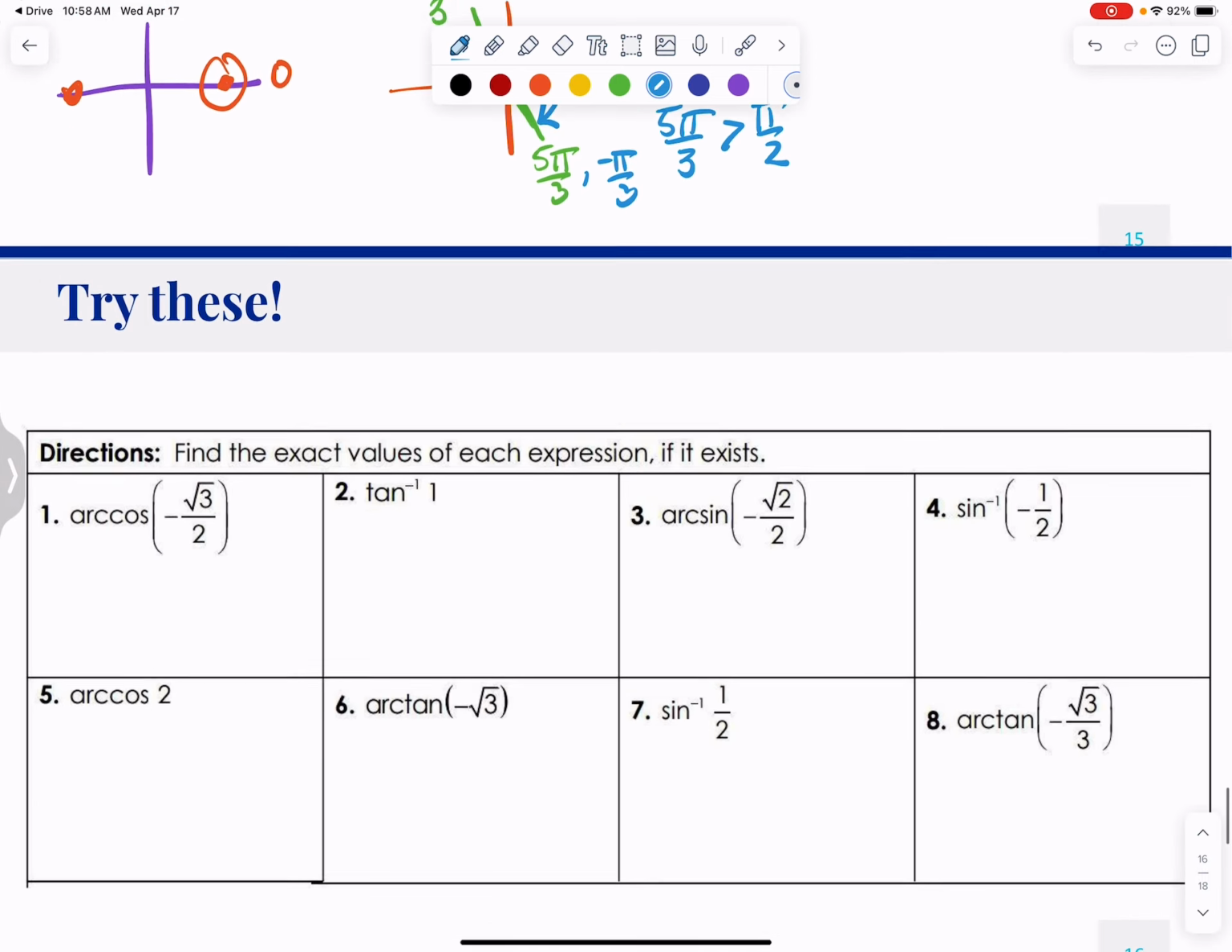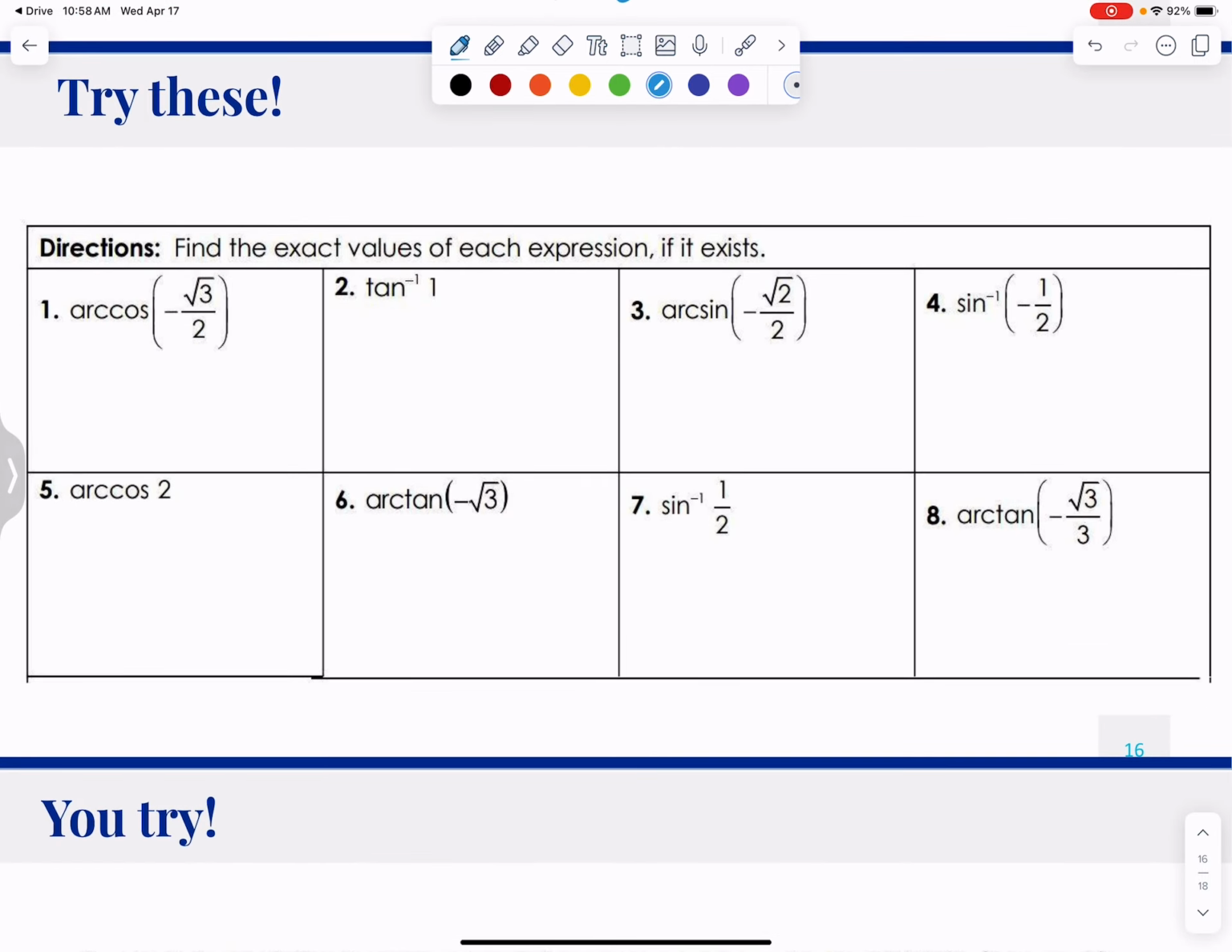All right, so here are a few examples. Try them, pause, and give it a shot, and then come back and see the answers. So arc cosine being negative root 3 over 2 is going to happen in quadrant 2, and that's going to be 5 pi over 6. Inverse tangent of 1. Tangent is 1 at the pi over 4's, and it's positive in quadrant 1. Arc sine of negative root 2 over 2.